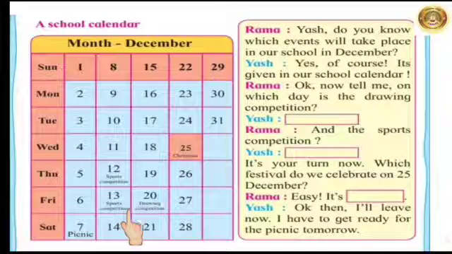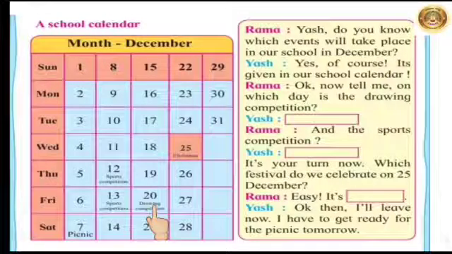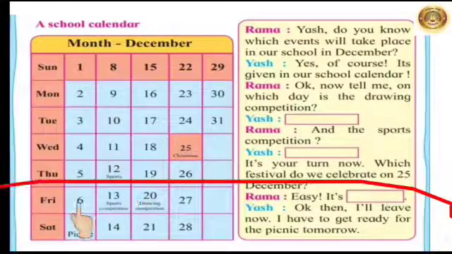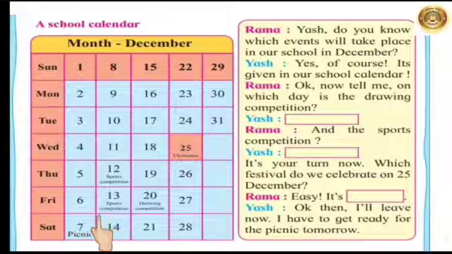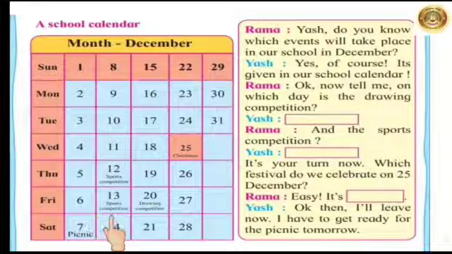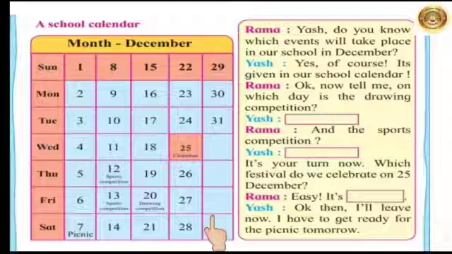Anything else given here, children? Please see to it. Yes, they have given drawing competition here. In their school, they have drawing competition on 20th of December, that is on Friday. Like this, they have one more event here, children. On 7th of December, they have school picnic, that is on Saturday. Like that, they have different events of the school.